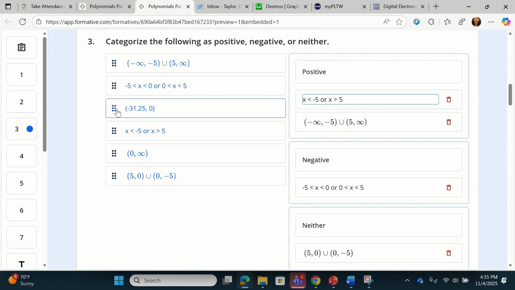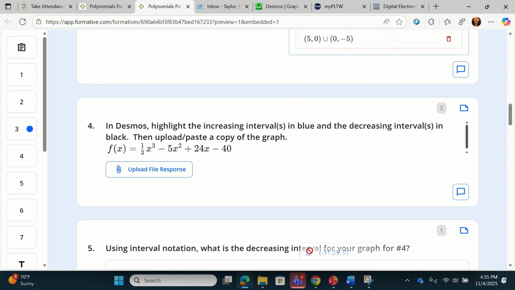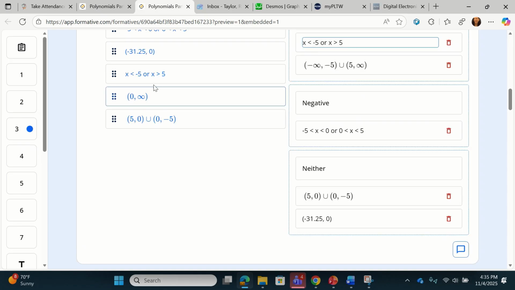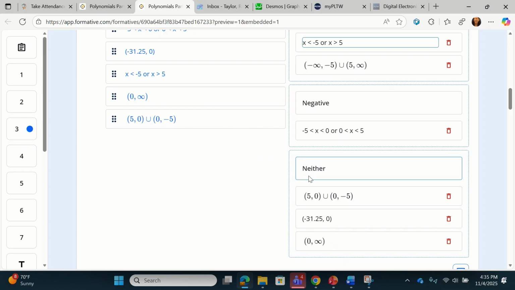This one here, we have no business with the -31 point. Yeah, like that's not anything. So we're gonna put that in there. And then 0, none of our intervals were a 0 either, so that goes under neither.